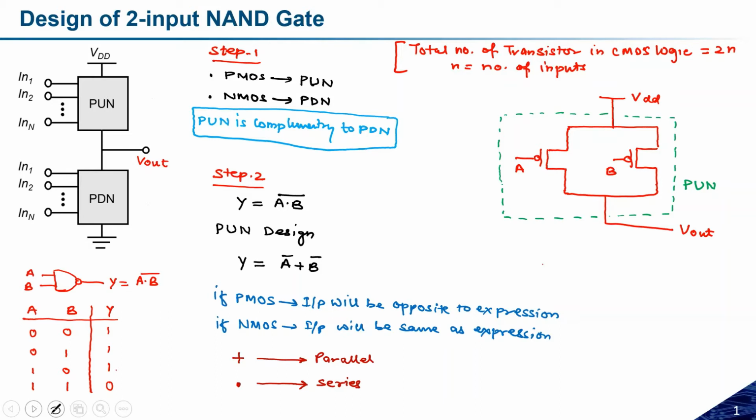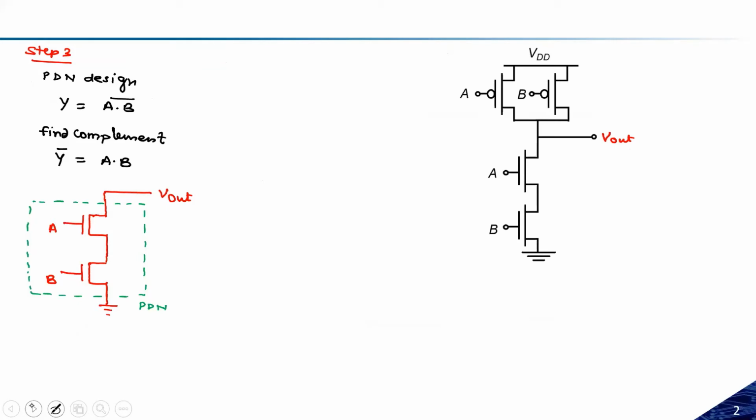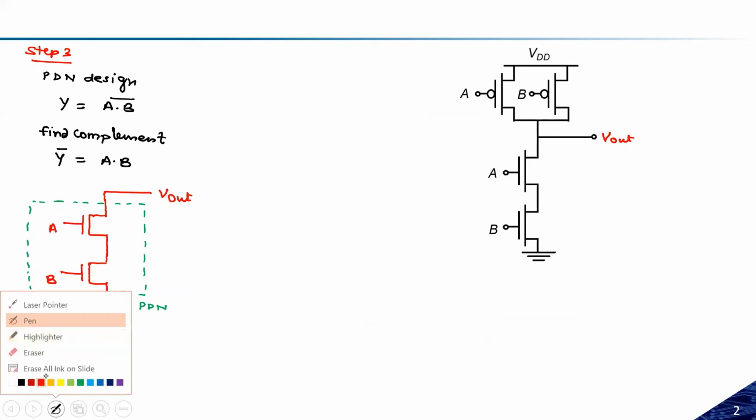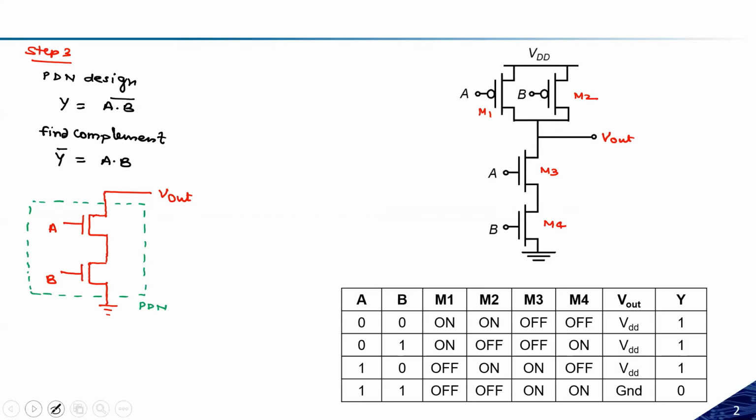Okay, so this is what we have: the pull-up network and the pull-down network. After combining the pull-up network and the pull-down network, we get the final circuit that looks like the one on the right hand side. One more thing, let us try to validate whether this circuit is acting as a NAND gate or not. Let us consider this transistor is M1, this is M2, this is M3, and this is M4. And here we have the truth table.